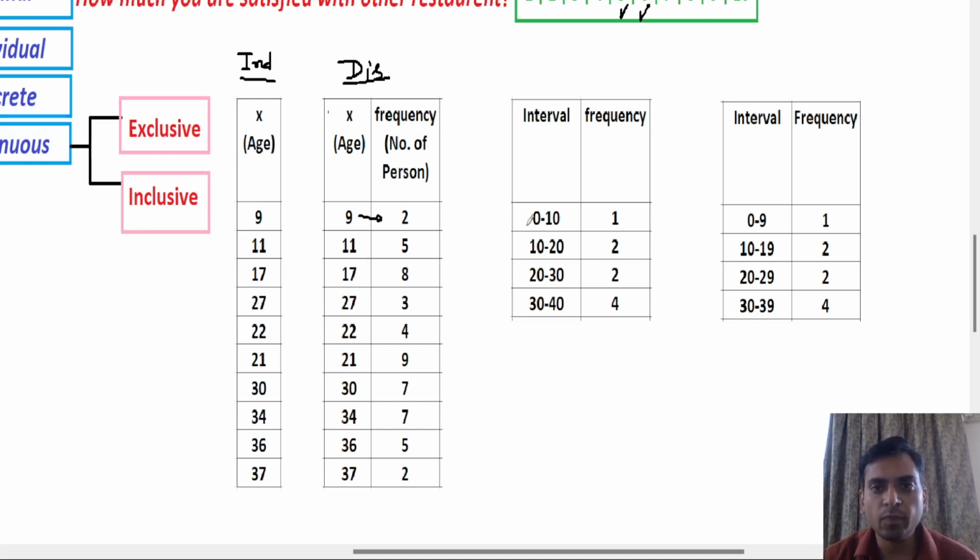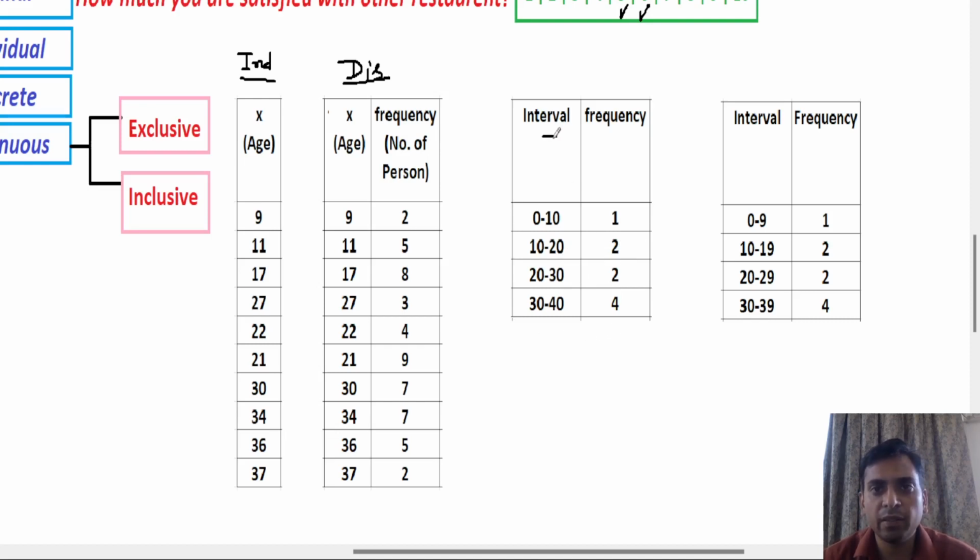Suppose 0 to 10, only one observation, then you will write 1. Suppose age is 5 years and one person is there, so you will write 1. And suppose age interval 10 to 20 and there are 2 people, one of age 17 and one of age 19, so you will mark 2. So in that way you can write data in this way.